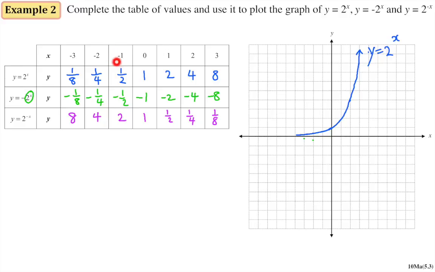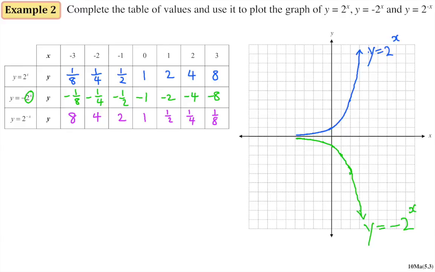Next one, left 1 down a half. Next one, left 0 down 1. Right 1 down 2. Right 2 down 4, and right 3 down 8. And when we draw our sketch, we see an exponential graph that's upside down. And the reason it's upside down is because there's a minus in front of it.